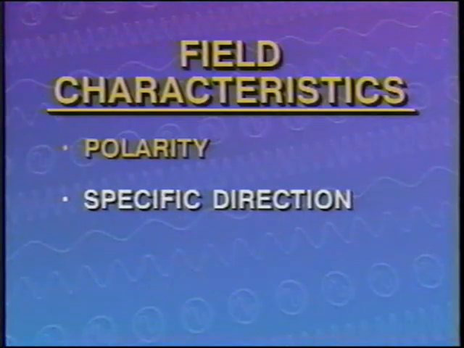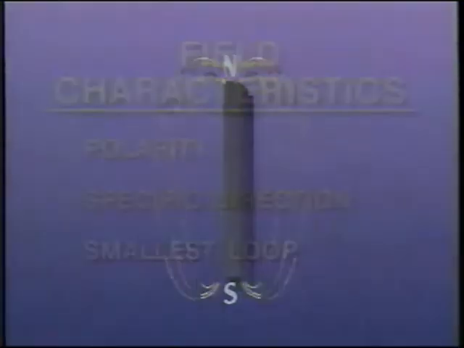Let's look at another important characteristic of magnetic fields. The lines of force flow in a specific direction, forming complete loops. The lines of force are assumed to flow in one direction, from the north to the south pole outside the magnet, and then continue right on through the magnet from the south to the north pole.